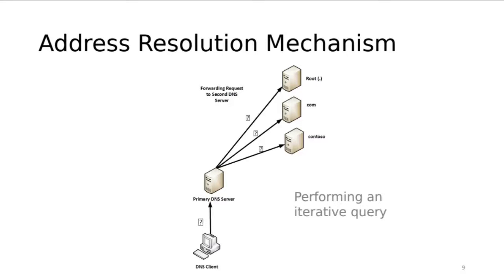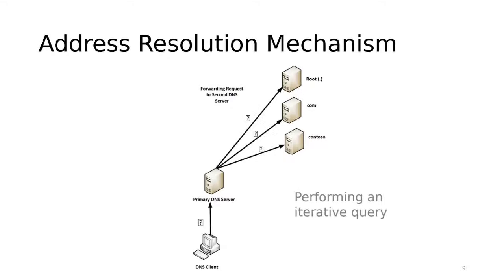Iterative, what will happen here? The DNS client will send the request to the primary DNS server. Let's say it is computer1.contoso.com. You will send it to the primary DNS server. The primary DNS server first will send it to the root. The root will say, okay, you are looking for .com, I will send it to the com server.